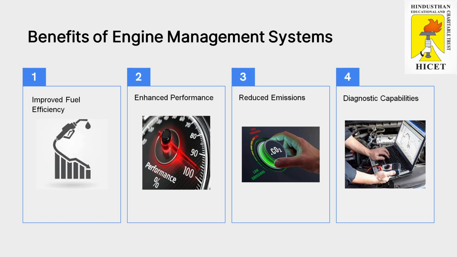The first one is improved fuel efficiency. In earlier days, if we look at the environment, nowadays petrol cars are capable of giving a fuel efficiency of 25 to 30 kilometers per liter. That much efficiency we have reached. It is possible only by means of this engine management system, where we control the fuel injection timing and all the aspects.